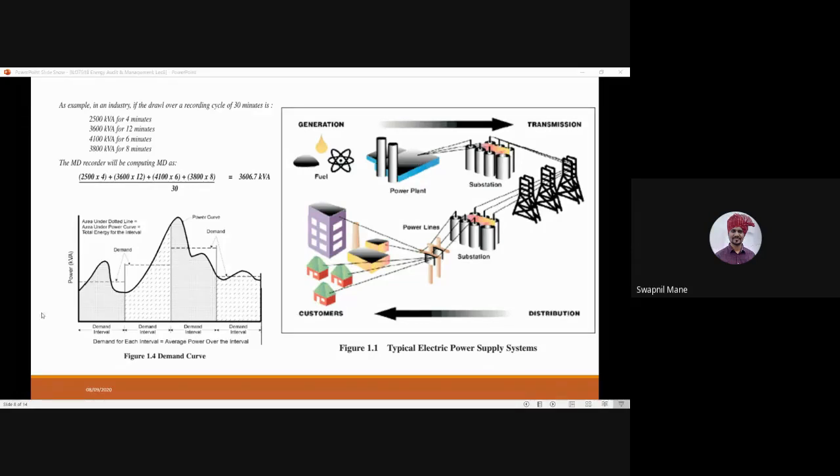So this is a typical demand curve we see. The demand intervals are shown over here, which are 4 minutes, then 12 minutes, 6 minutes, and 8 minutes. And this is the demand for that particular time, so it is an average value. 2500 kVA is an average value for 4 minutes, 3600 is an average value for 12 minutes, and so on. Here you see at this point of time, it is peak demand. All such area under the curve will be called as a load.